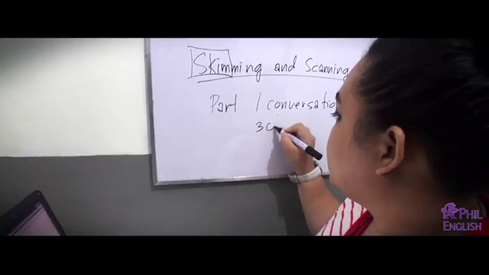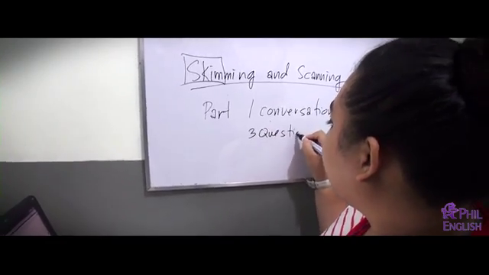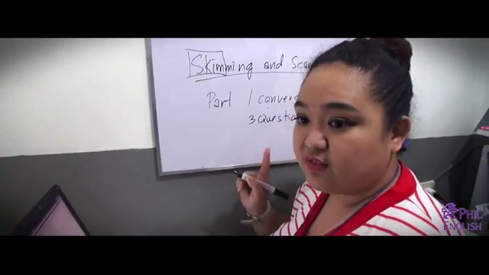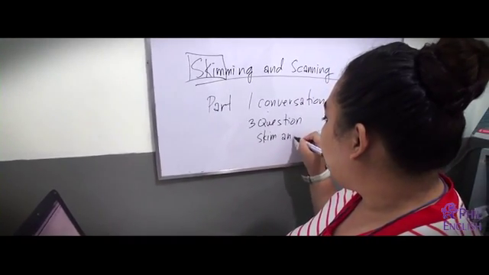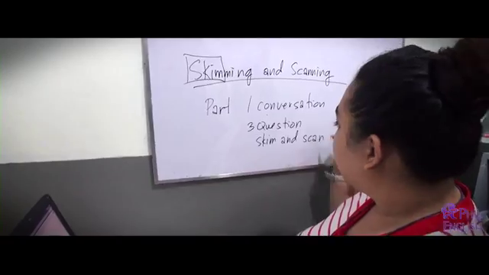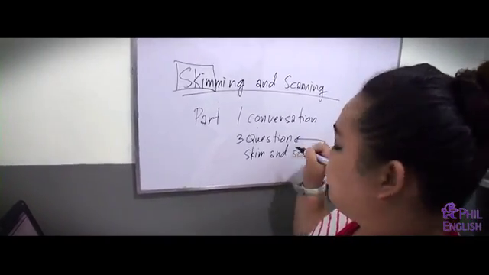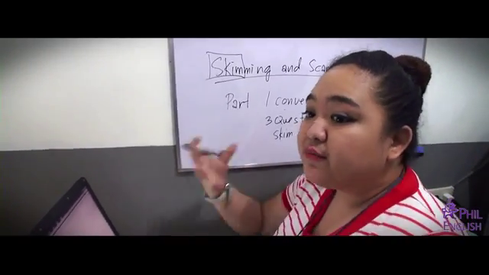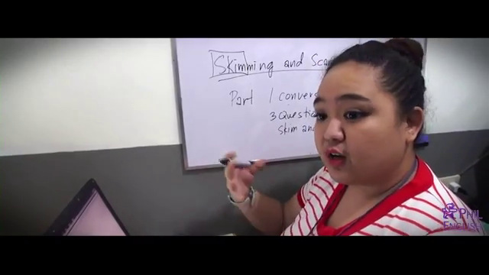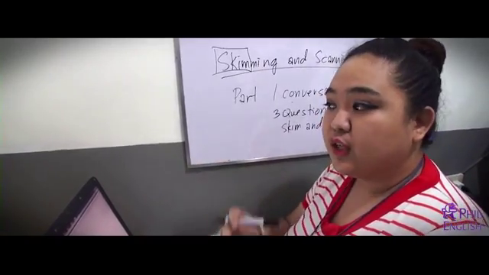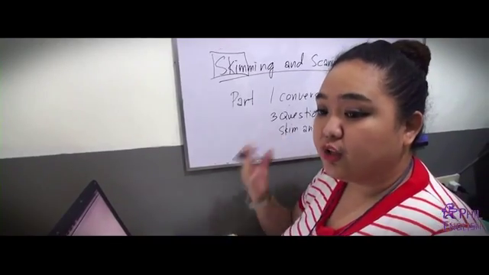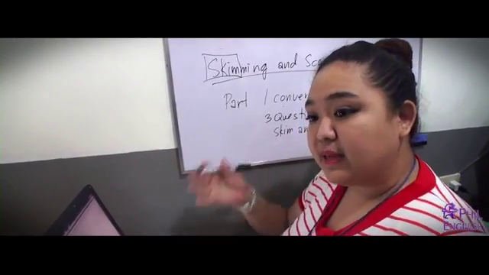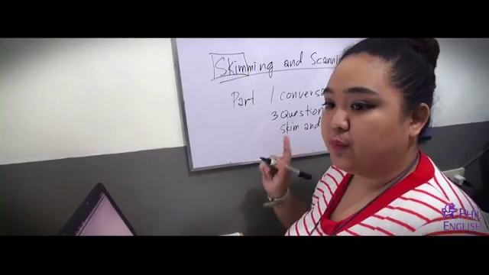3 questions, right? So before you listen to the conversation, you have to skim and scan the questions. So you have to read them first. You have to read the options so that you can have an idea what you need to find in the audio file. So that is skimming and scanning for TOEIC Part 3.